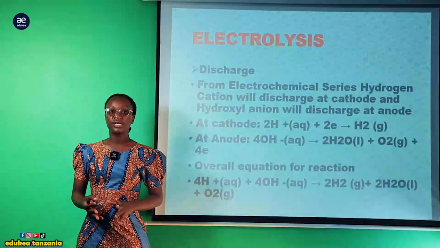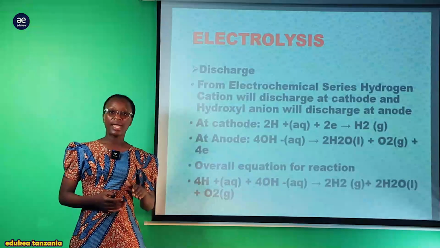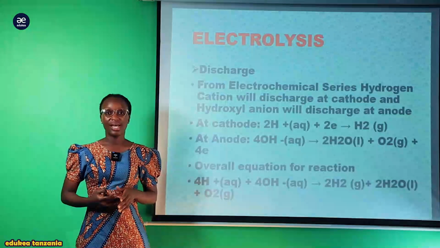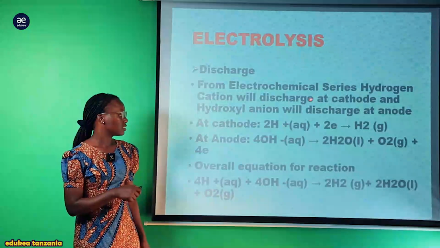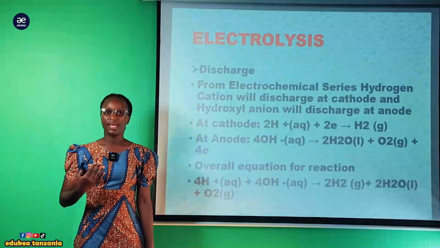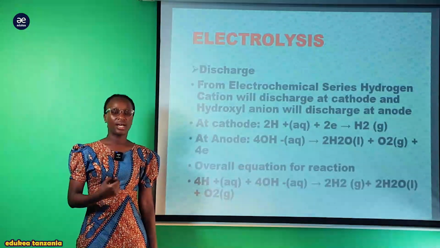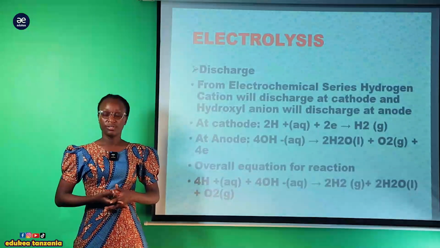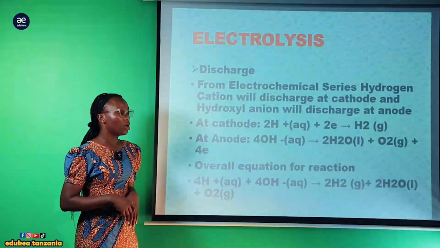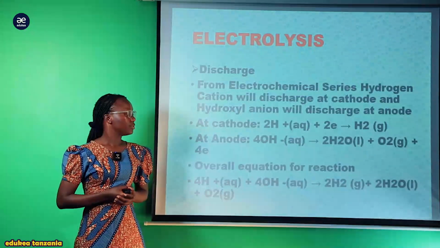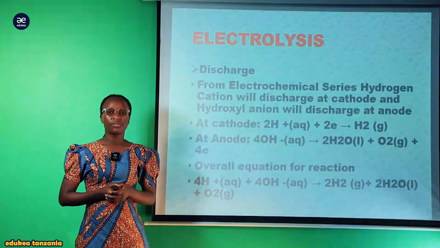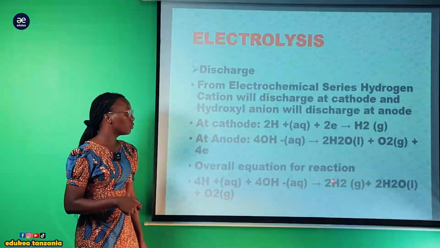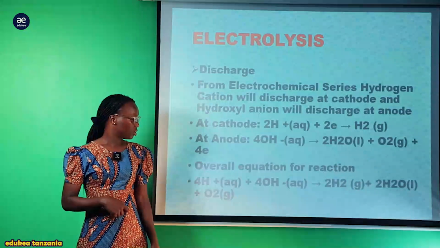But in our overall reaction, the number of electrons gained or lost in the reactants and the products should be balanced so as to cancel each other. Now our overall reaction involves the sum of the first reaction at the anode and the second reaction at the cathode, whereby we are going to have 4 molecules of hydrogen ions, positive charge, and 4 molecules of hydroxyl ions, negative charge, and our final products are going to be the water molecule, hydrogen gas, as well as oxygen gas.